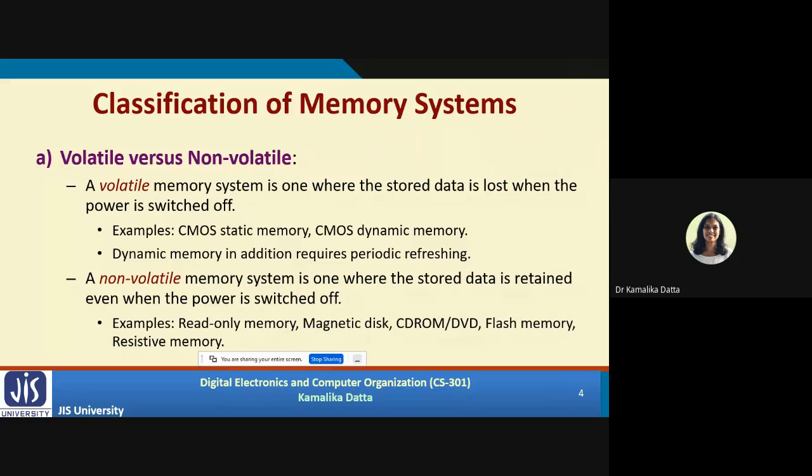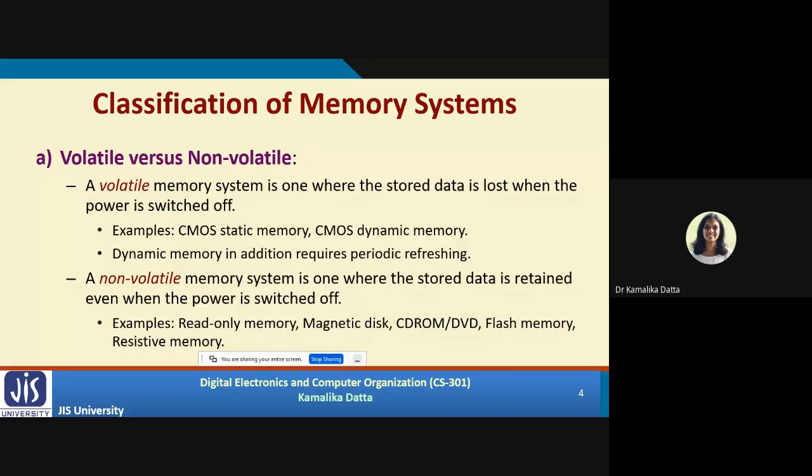Now, basically, the memory system that you have in your PC is of 2 types. One is volatile memory, another is non-volatile memory. So what is volatile memory? The word volatile itself signifies something which is not persistent, right? So this is a memory system where the stored data is lost when the power is switched off. As long as the power is on, the data will remain. When the power is off, the data will get switched off.